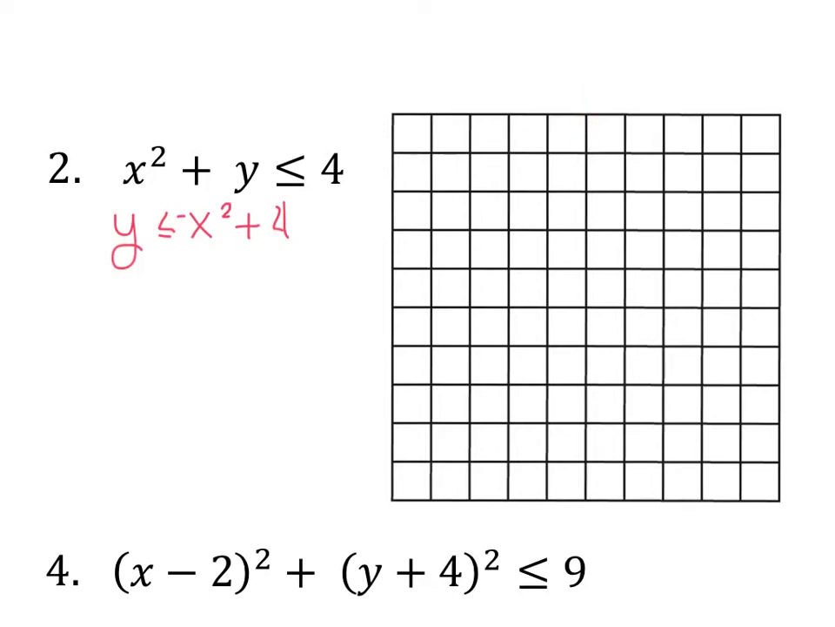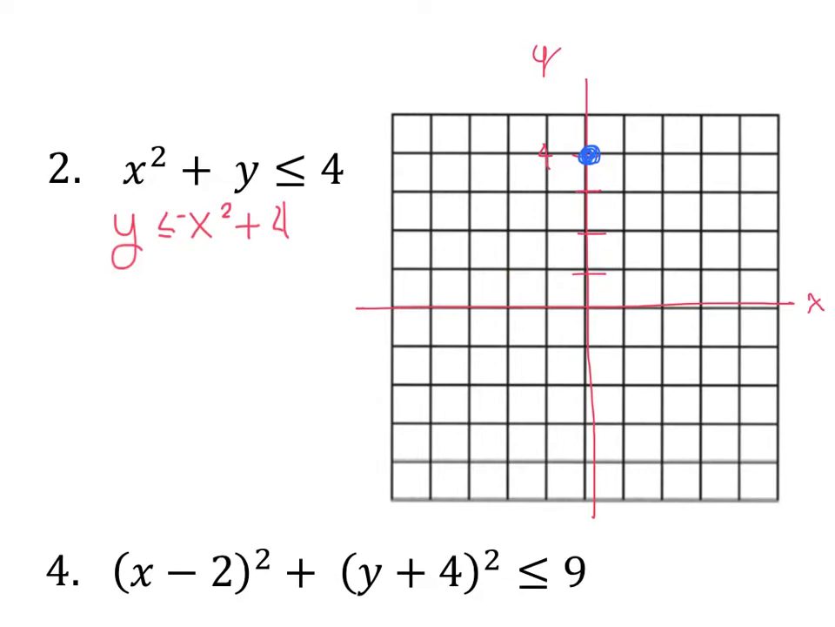So let's go ahead and create our x and y axis. So here's x, here's y, and I want to go up to 4. 1, 2, 3, 4. That's where my vertex is. So let's go ahead and put our vertex there. And I know it's opening down, so I'm going to go in this direction.